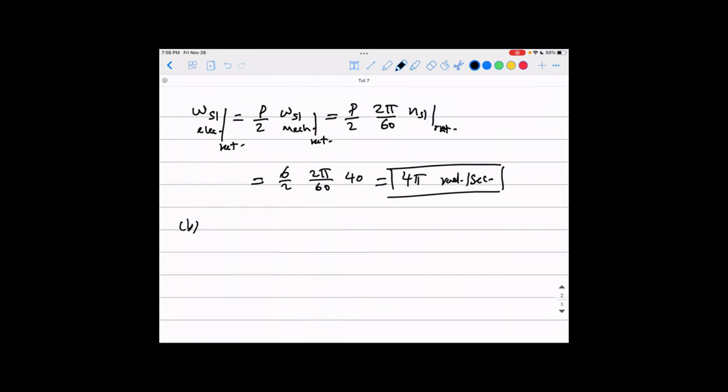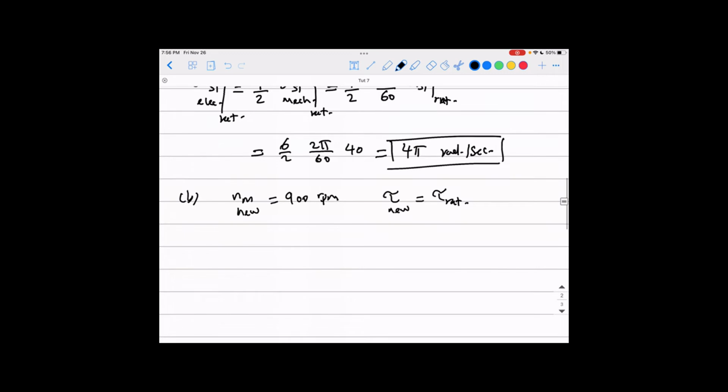So he wants you to go with N M new, whatever you want to call it, which is now 900 RPM. And the torque new is still the rated torque. So actually the torque didn't change; the new value is the same as the old value. So what is the frequency you should now be driving the motor at? What is the new frequency you want to go with? Okay, guys?